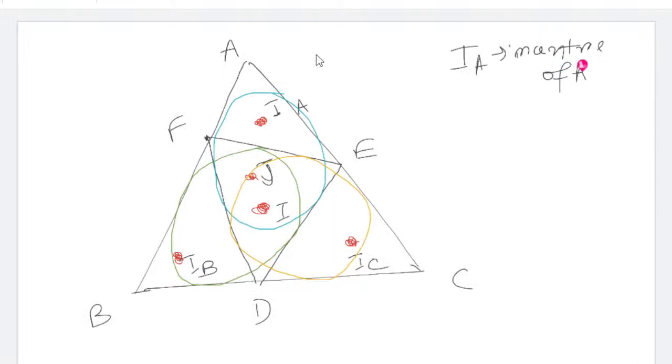Suppose you have the incenter of AEFD is IA, right? And so on IB and IC. And suppose I is the incenter of ABC and J is the incenter of DEF. Okay, so what do we have? Okay, so we are supposed to, okay.